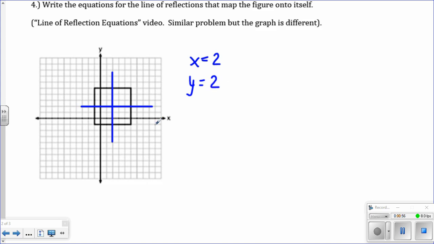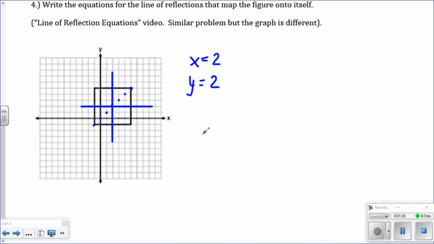Now we have to do the diagonals. For the diagonals, you don't want to just randomly draw a line in because you need to be very precise with the slope and the y-intercept. So what I do is I start from one corner. Here I'm going to do the bottom left corner, and I put in points going along the diagonal until I get to the other corner of the square.